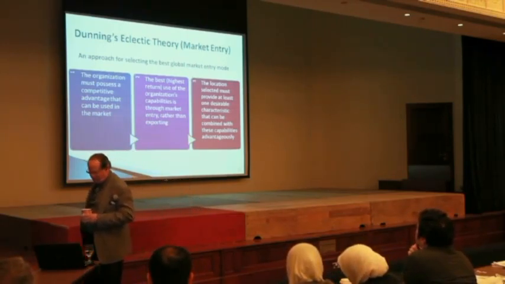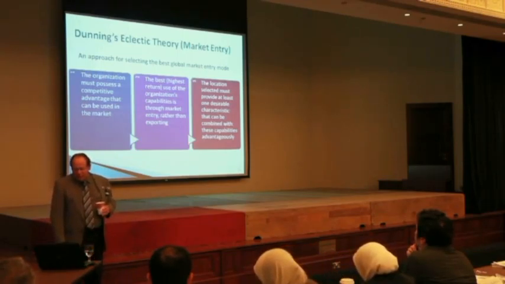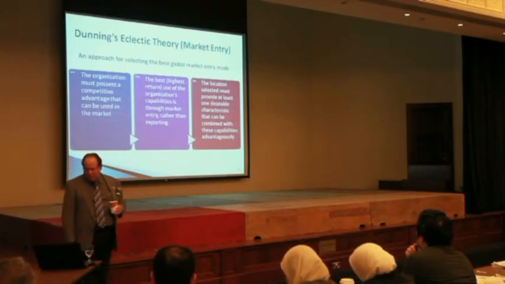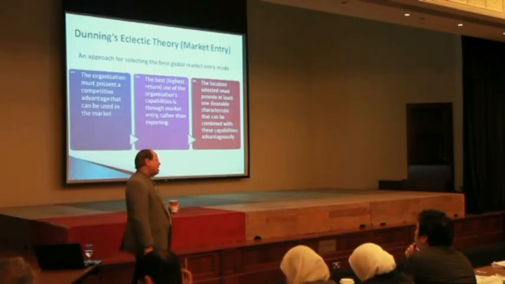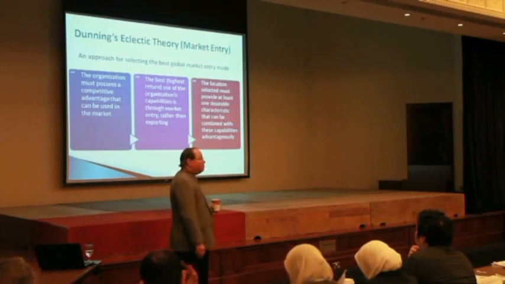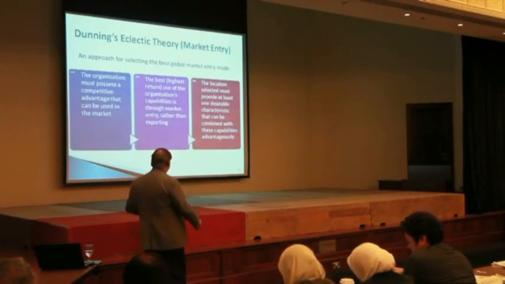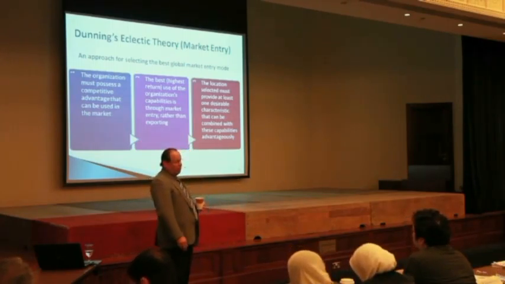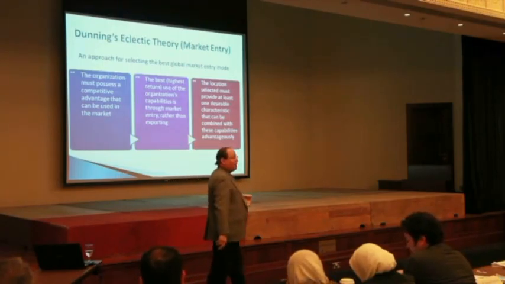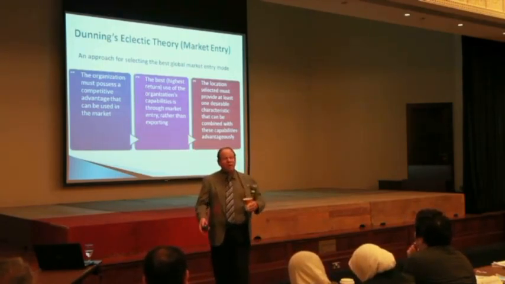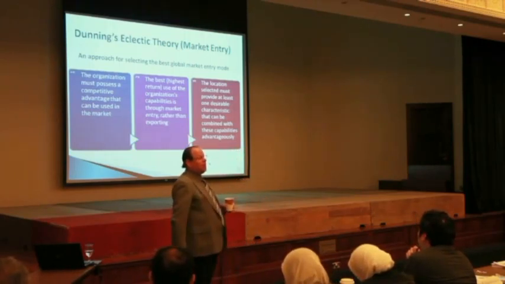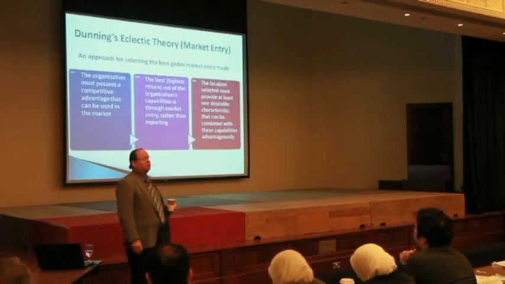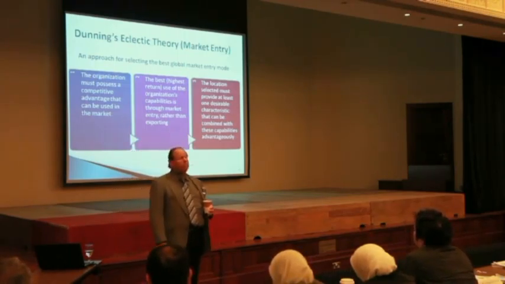Don't use exporting. Third is the location selected must provide at least one desirable characteristic that can be combined with capabilities advantageously. So if I'm going into a global market, I'm expanding my business, I need to have at least one desirable characteristic: large workforce, low cost of labor, favorable government regulation, okay, low tariffs, low taxes, a good transportation system. There has to be something that is going to increase our competitive advantage. That's according to Mr. Dunning.